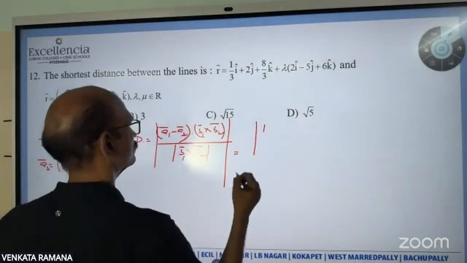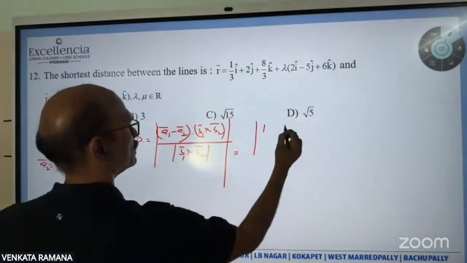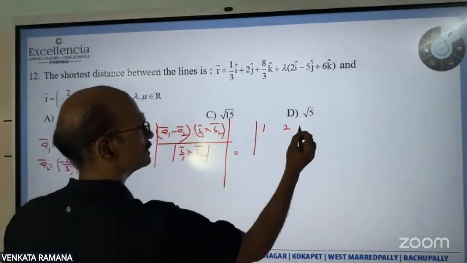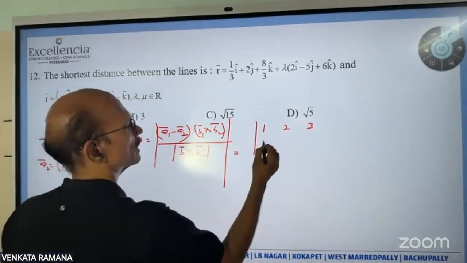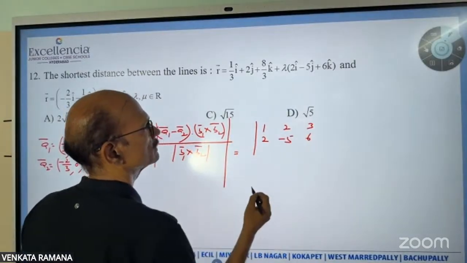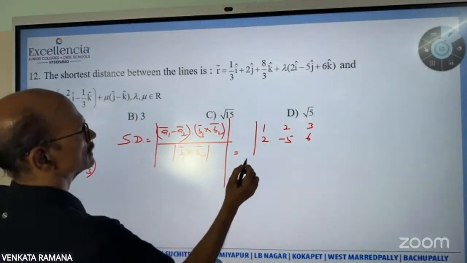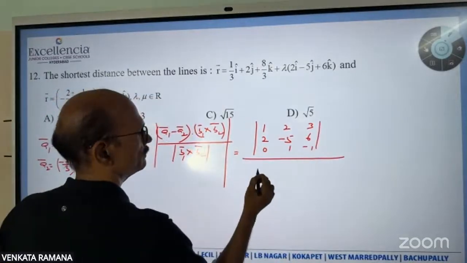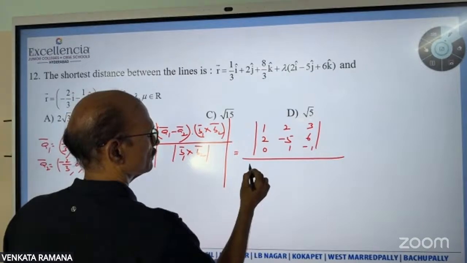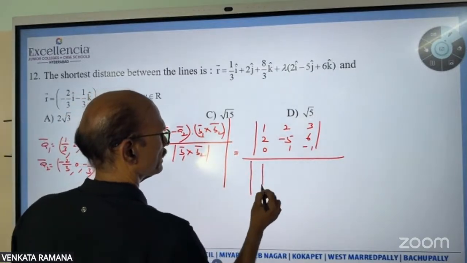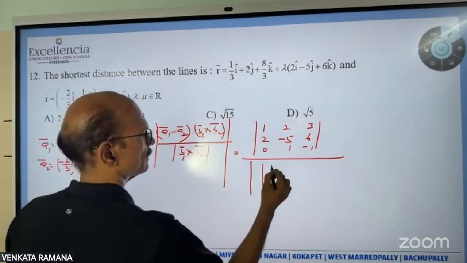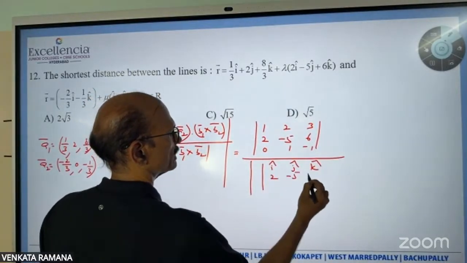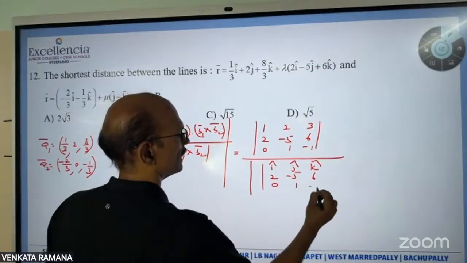This is equal to 1. 2 minus 0 is 2. And 8 by 3 plus 1 by 3 is 9 by 3, that means 3. And the second points are 2, minus 5, and 6. And this point is 0, 1, minus 1. Whole by modulus of the determinant of i cap, j cap and k cap, and 2, minus 5, 6, and 0, 1, minus 1.